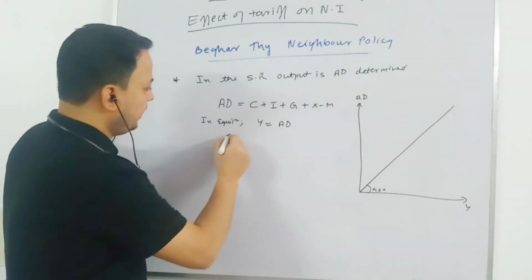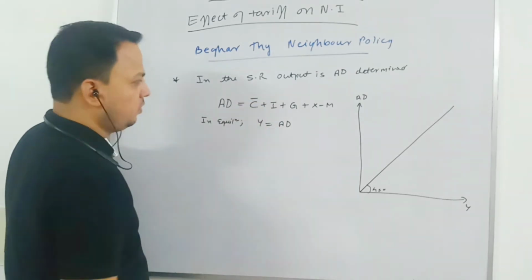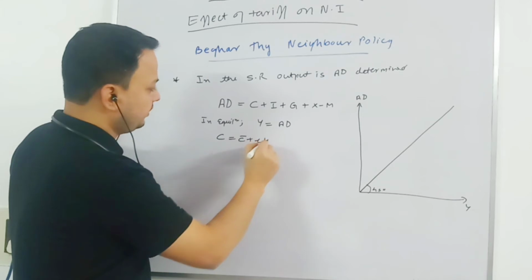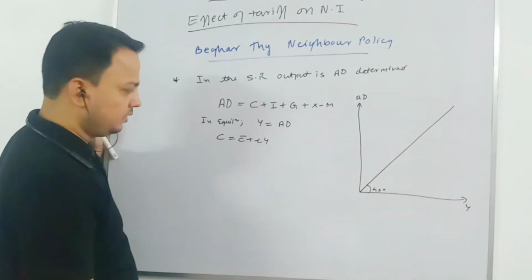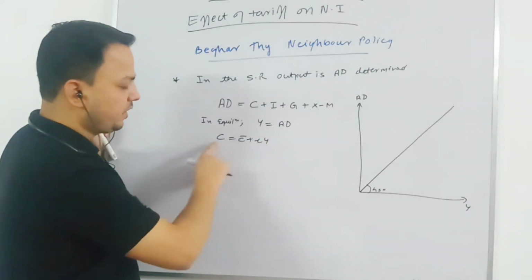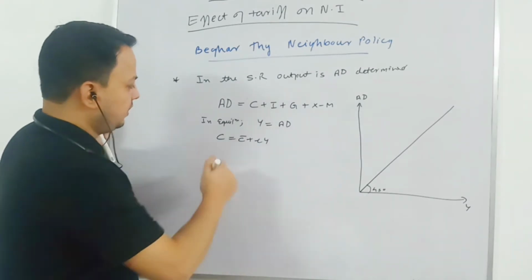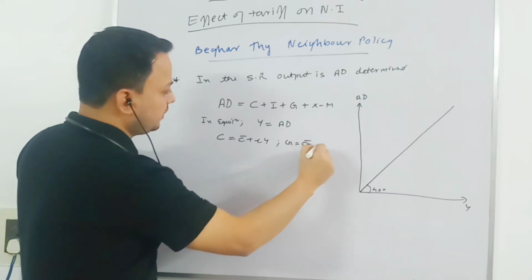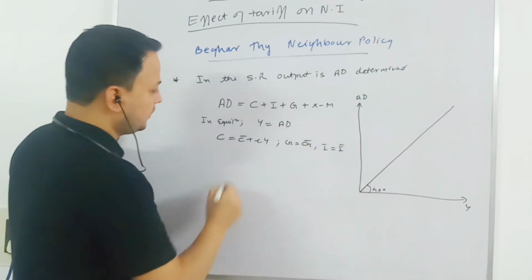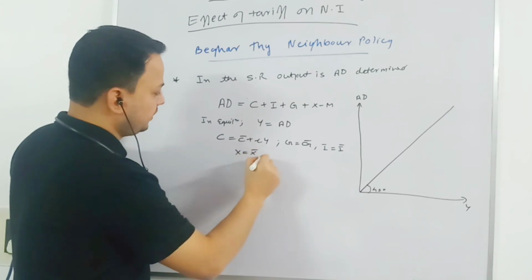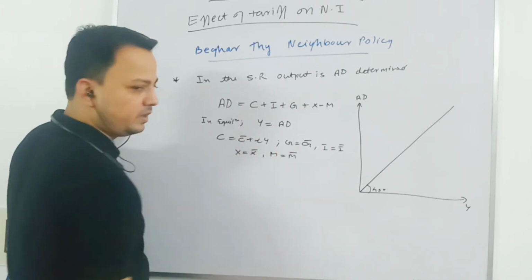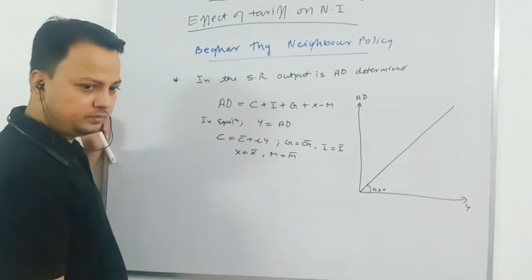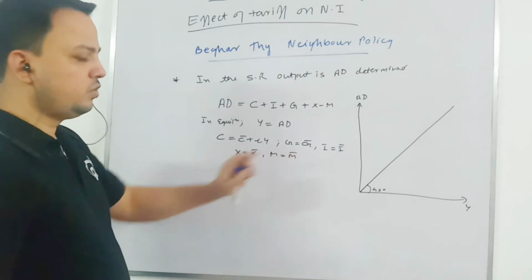Consumption is C bar plus small c Y. There is a non-proportional relationship between income and consumption. Then government expenditure is given, say G bar. Investment is given, I bar. Exports are given, also say X bar, and import is also autonomous, say M bar. I am not taking the induced part.